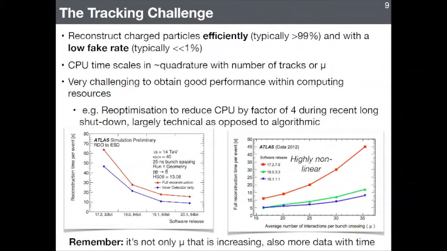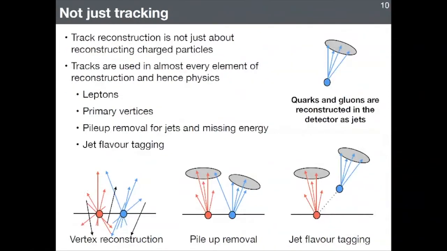Now that sounds pretty impressive. And the interesting thing is that it was largely technical changes that allowed us to achieve this. It was not that we came up with some new algorithm to reconstruct tracks. It was much lower down. But in the end, you can see it was really important and would have been very challenging had we not done that.